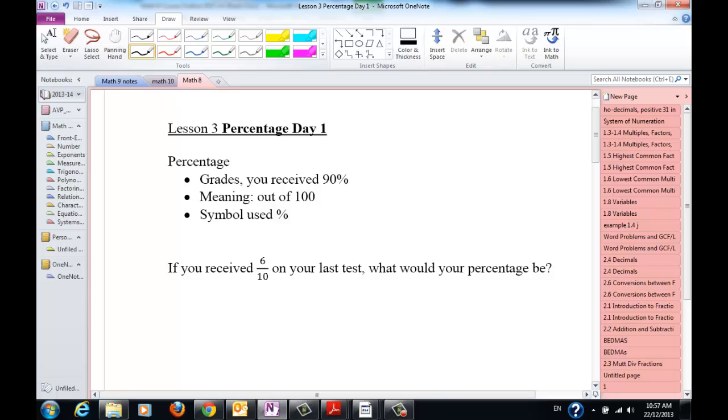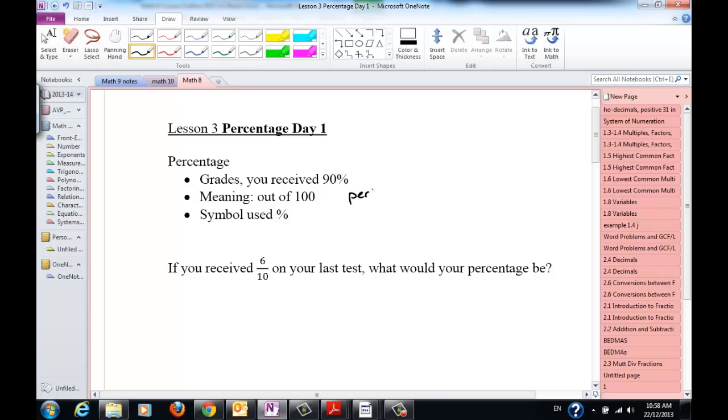Today we're going to look at percentage. We're going to do 2 days of percentage, so the first day is just kind of an introduction. And percentage is a way that we can actually compare values. So for example, grades. You could receive 90% on a test. The meaning of percentage is to be out of 100.